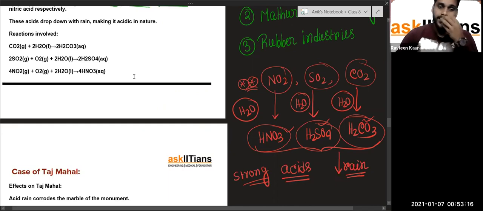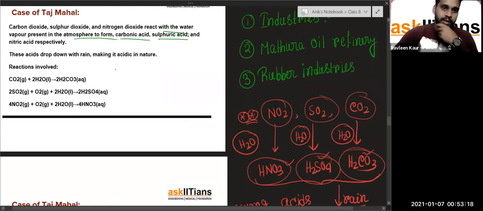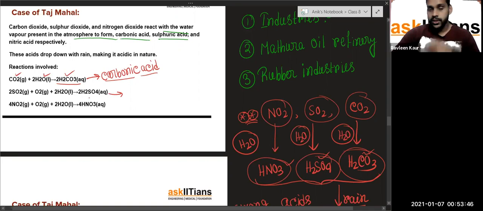Now you just go through the reactions written over here. Carbon dioxide and water make carbonic acid, H2CO3. You need to remember these names, okay? You are a good student and you have to remember it. Then SO2 plus oxygen and water vapor, they get mixed together and make H2SO4. So let me break it down for you.